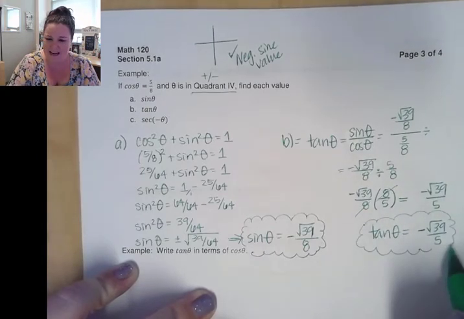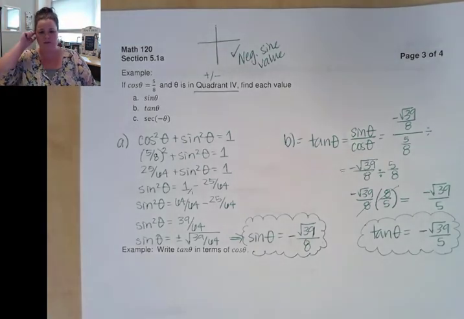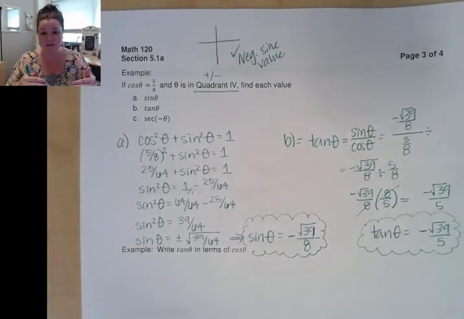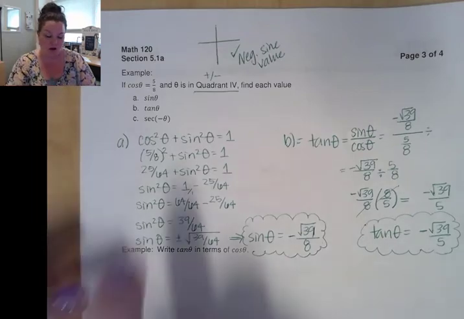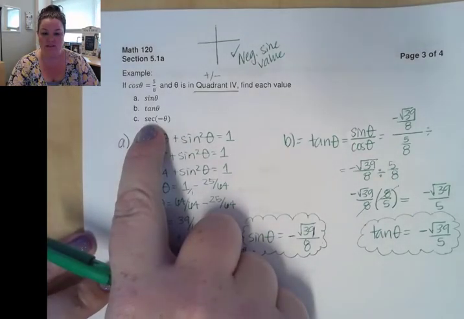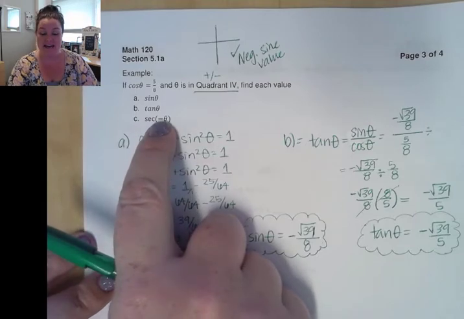Is that kind of making sense? So really what we're doing is we're trying to take what's given to us and then look at our identities to see which ones we have that relate to that. All right. Part C wants us to find secant of negative theta.